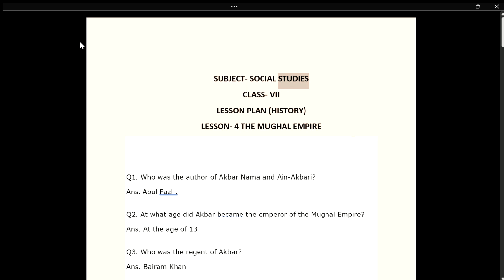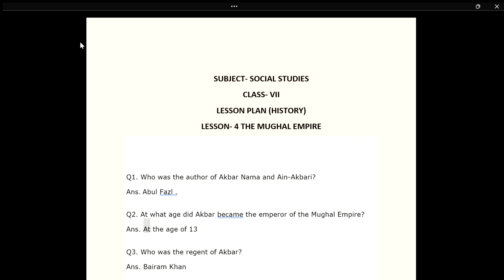Subject: Social Studies. Class 7. Lesson Plan, History. Lesson for the Mughal Empire. Q1. Who was the author of Akbarnama and Ain Akbari? Ans. Abul Fazal. Q2. At what age did Akbar become the emperor of the Mughal Empire?